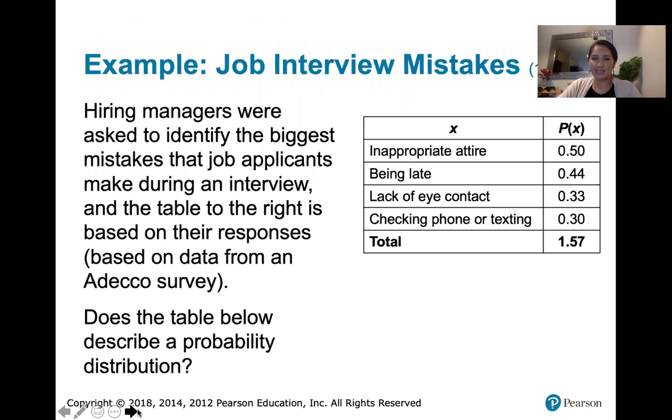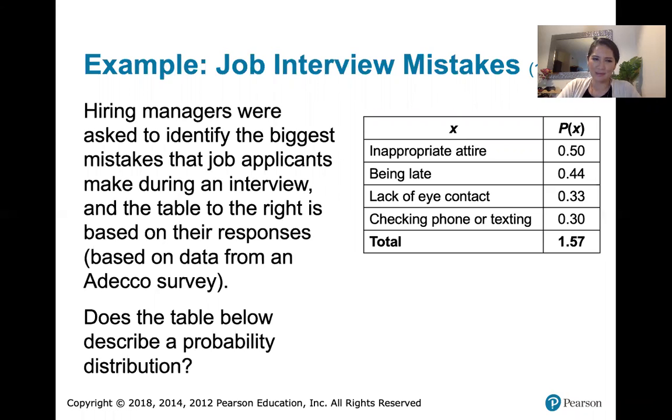Now let's look at one more example. This is dealing with job interview mistakes. The problem statement says, hiring managers were asked to identify the biggest mistakes that job applicants make during a job interview. And the table to the right is based on their responses. And this is based on data from a particular survey. The question says, does the table describe a probability distribution? Well, X is inappropriate attire, being late, lack of eye contact, checking a phone, or texting. And then it's associated with a probability.